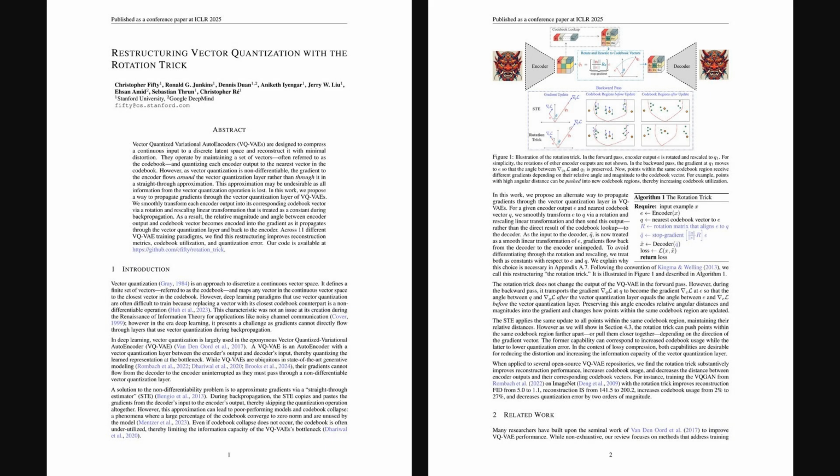Alright, wrapping up then, the key takeaway is that this rotation trick offers a much more effective gradient path than STE for VQ-VAEs. By preserving that angular information during backpropagation, it drastically improves codebook utilization, prevents collapse, and leads to substantially better reconstruction quality, as we saw in the results.